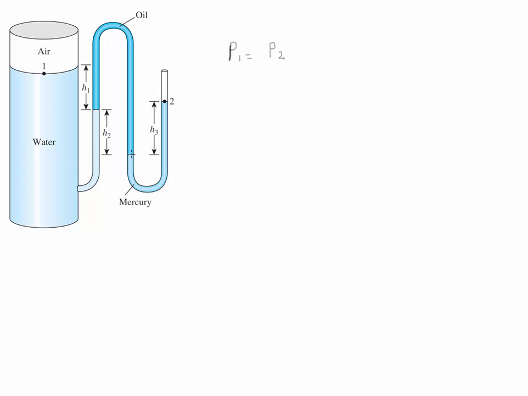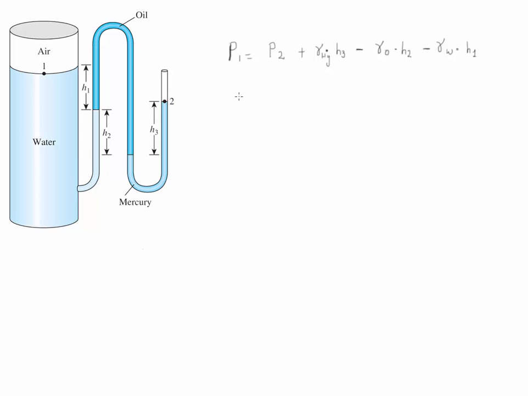And then from point 2 to this point, we're going down, therefore the pressure increases, and we go simply gamma times H3. The gamma that we have from this point to this point is going to be mercury, so we write it this way. From this point to the next one, we have oil, and also we're going up, therefore the pressure decreases, and we write it as negative, and we simply write gamma of oil times H2. Then from this point to point 1, we're going up, therefore the pressure decreases, and we have negative. The fluid that we have from this point to here is water, so we have gamma of water times H1.